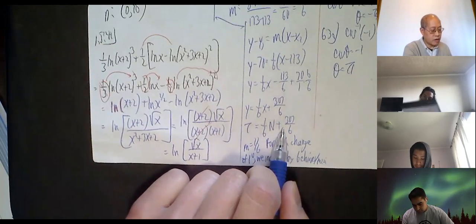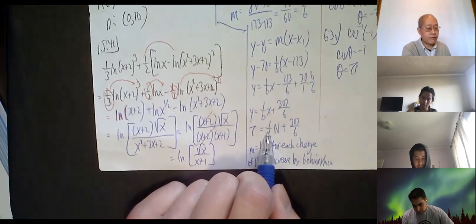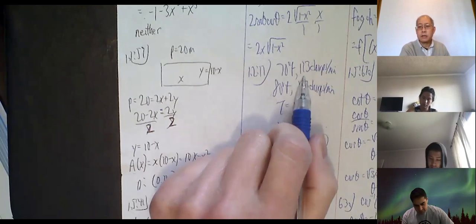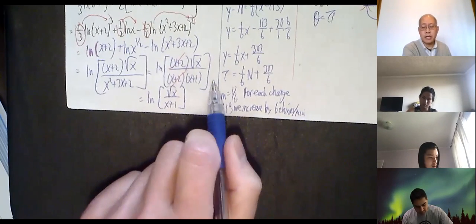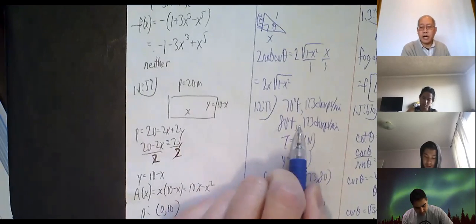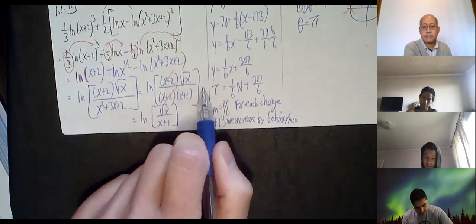And I know it sounds weird, but if this is true, I'll let you try it on your own. I don't feel like doing it now. But if you were to plug in 113 right here, you're supposed to get 70. You can try it on your own if you wish. And if you were to plug in 173 right there, this should be 80.